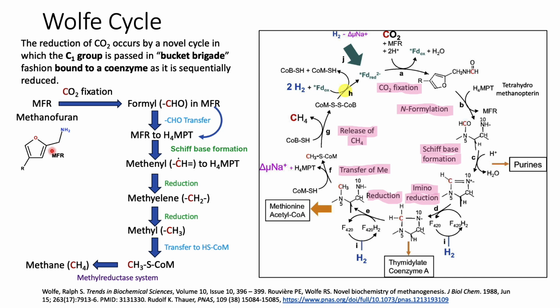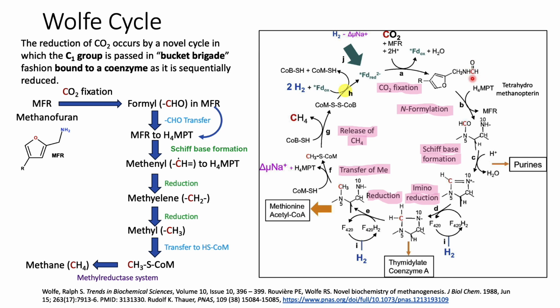One carbon is added to this methanofuran. That is what we end up with as the formyl group. So the carbon is introduced, or fixed, to the substrate. And then in the next stage, the CHO group transfer takes place from the MFR to MPT, that is, tetrahydromethanopterin. The H4MPT is the one which takes away that formyl group.